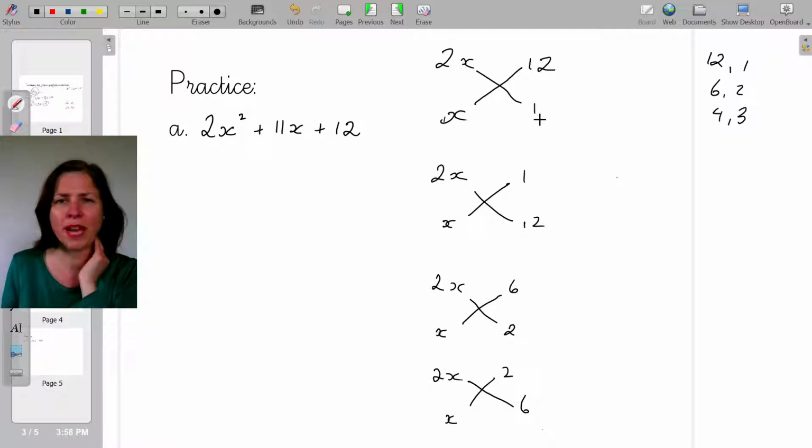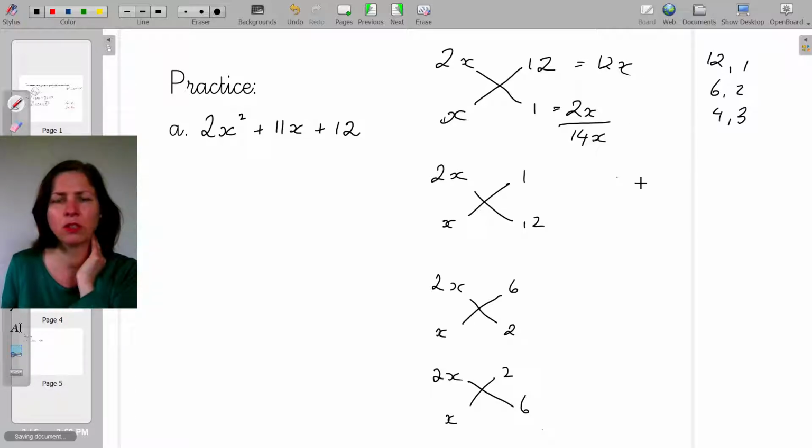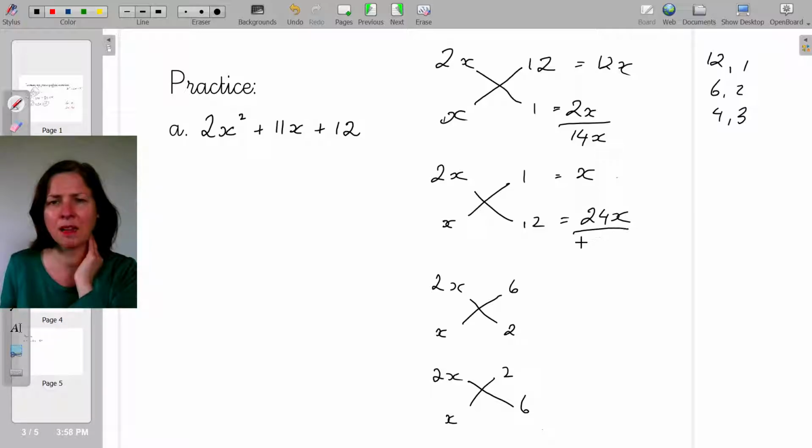Okay, 2x times 1 is going to give me 2x. X times 12 is going to give me 12x. They add up to 14x. No good. All right. X times 1 is x. 2x times 12 is 24x. Added up, I get 25x. No good. I'm looking for 11.